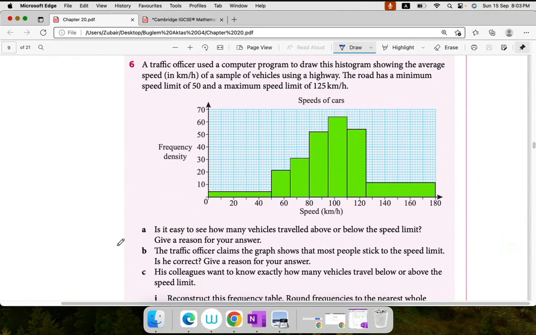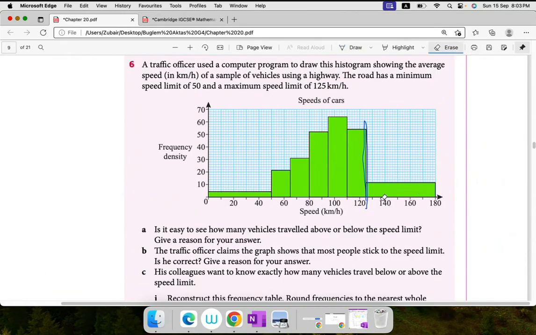I'm going to say it's easy because we just have to find the area of the bar to find how many people did travel above or below the speed limit. Is it easy to see how many vehicles traveled above or below the speed limit? Give a reason for your answer. So if 125 is the speed limit, I can just mark on 125. So yes, these were vehicles which were actually more than that.